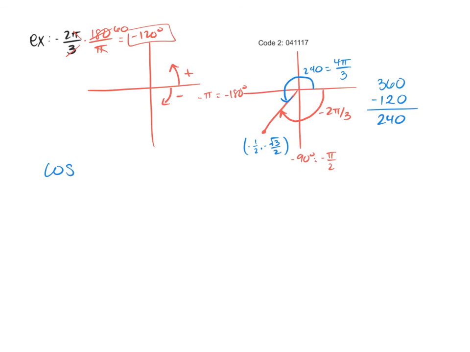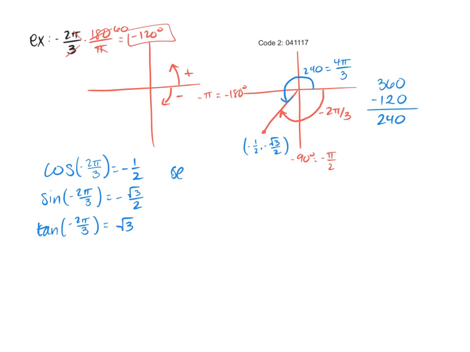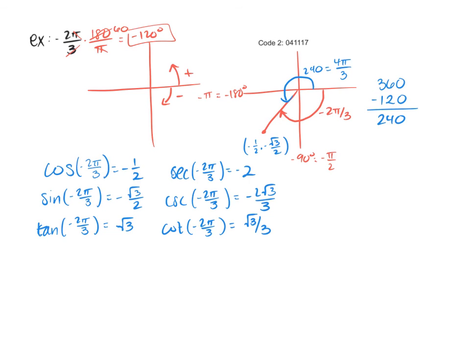So cosine of negative 2 pi over 3, because that's our angle we're using here, is negative 1/2. Sine of negative 2 pi over 3 is negative square root 3 over 2. Tangent of negative 2 pi over 3 is going to be root 3. Secant of negative 2 pi over 3 is negative 2. Cosecant of negative 2 pi over 3 is negative 2 root 3 over 3. And cotangent of negative 2 pi over 3 is root 3 over 3. And those are our answers.